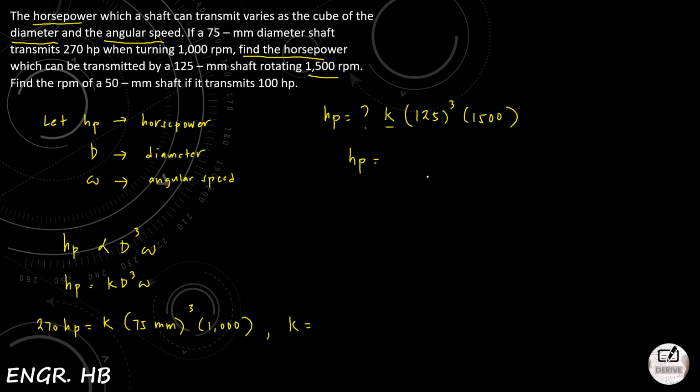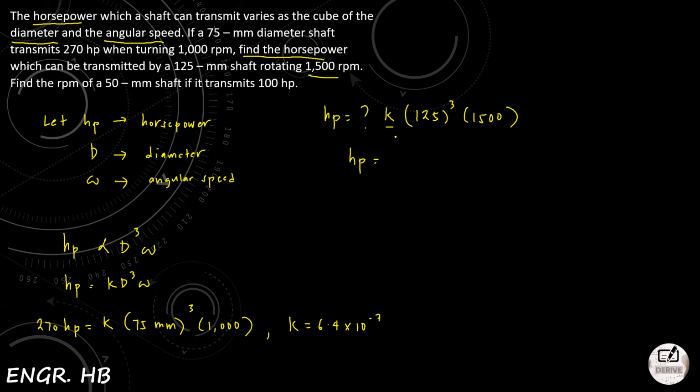And in order to get the K, we need to compute for this constant of proportionality here. So, that will become 270 divided by 75 cube and divided by 1000. So, that was 6.4 times 10 to the negative 7.